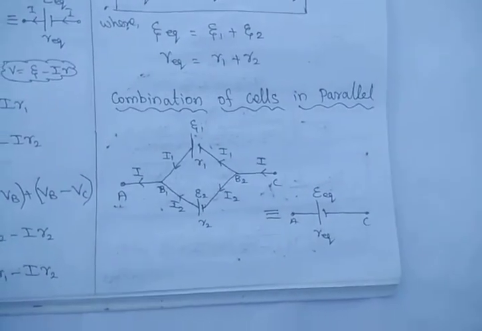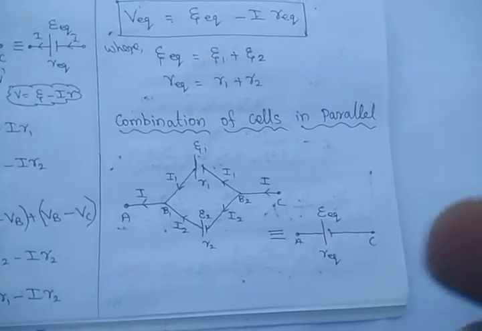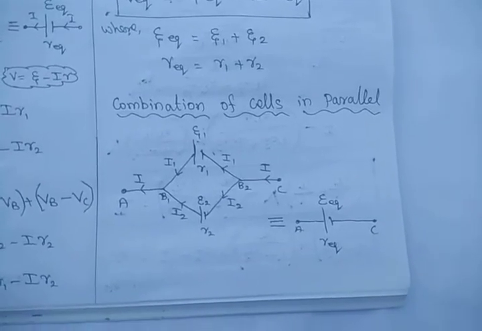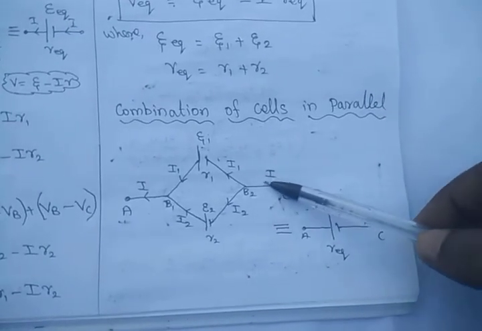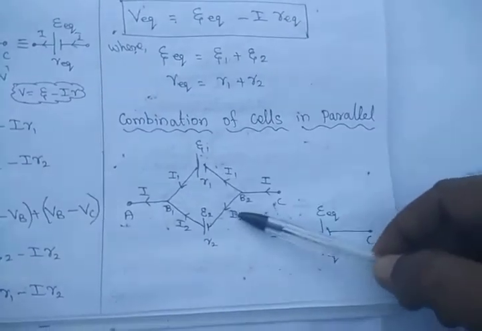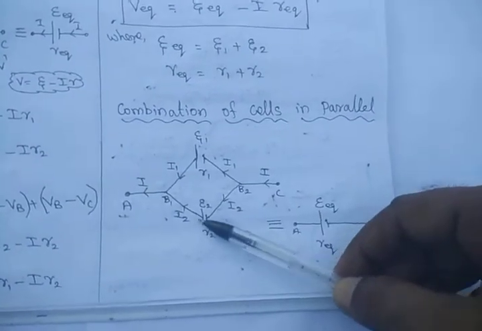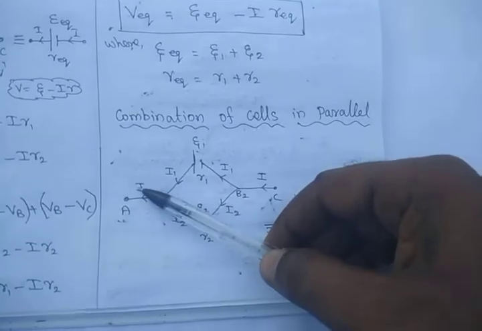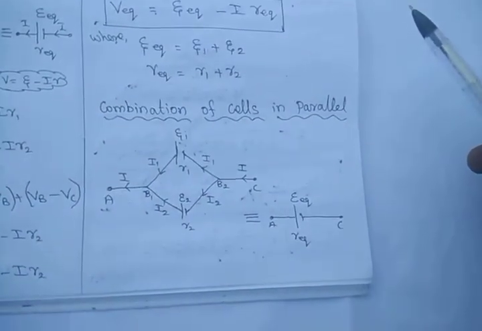Here it is R2. But the current is not the same. In series, the current is the same, but here in parallel, the voltage is the same. So the current I coming here is split into I1 and I2, goes to the first cell and second cell, and it will recombine here. I is equal to I1 plus I2.